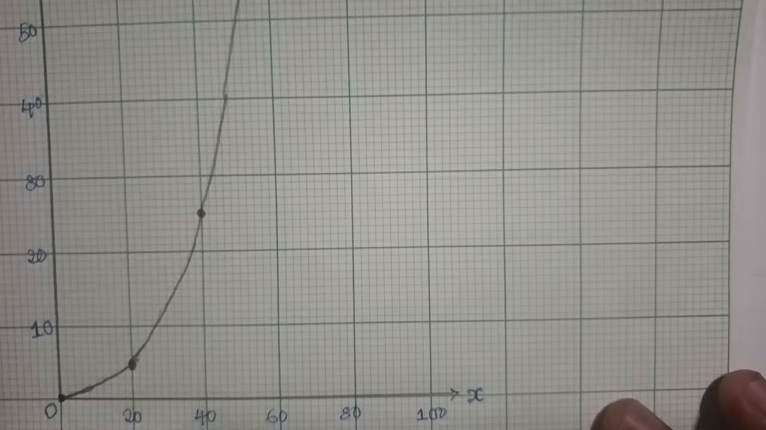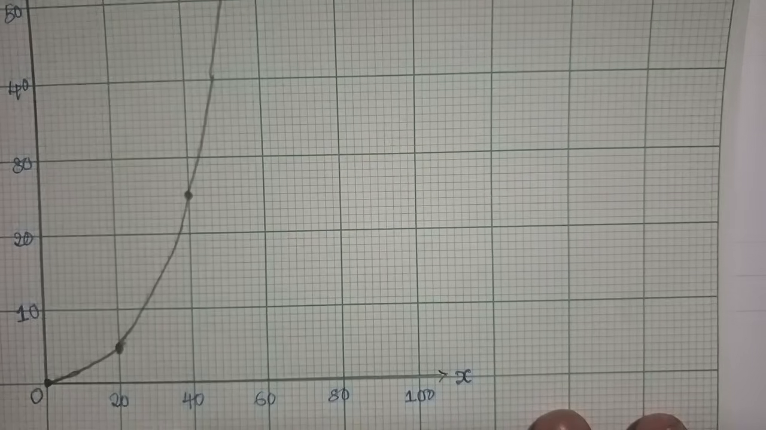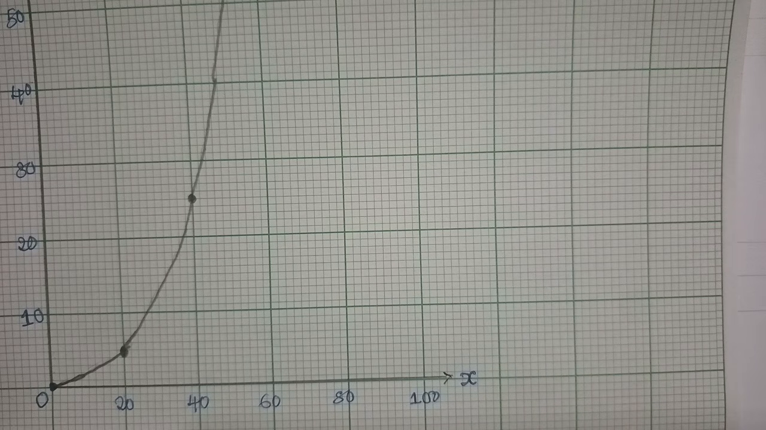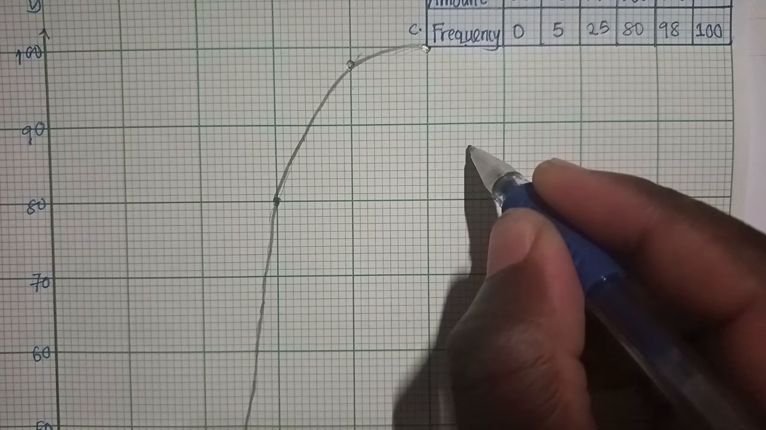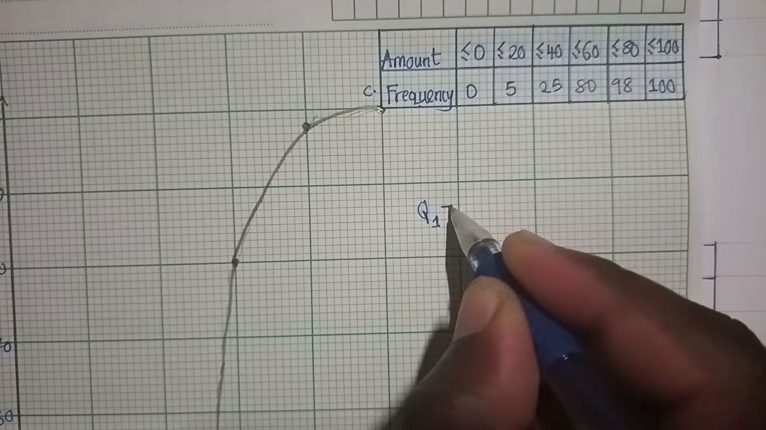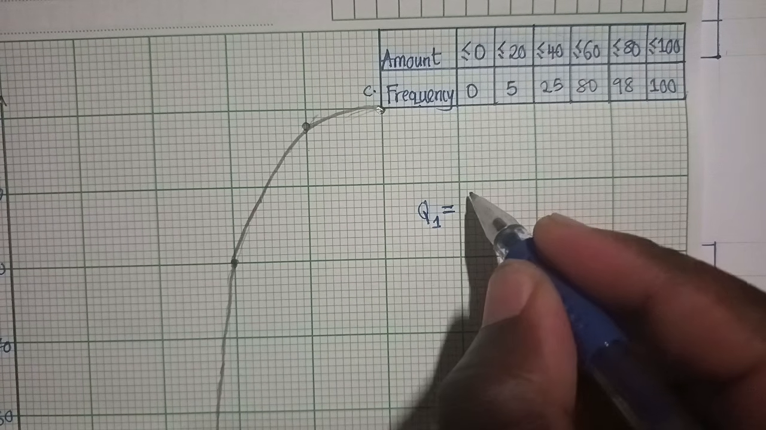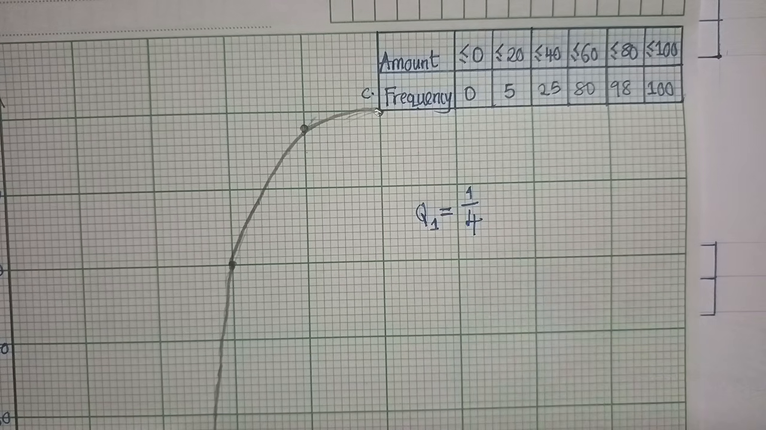So from here, we are now going to answer the last question. Since we've graphed, and the last question here, they are saying, showing your method clearly, use your graph to estimate the semi-interquartile range. Semi-interquartile range. So for you to know your semi-interquartile range, you need first to find quartile 1. So quartile 1 to be found. Quartiles means the quarters. So quartile 1, it's a first. So that is 1 over 4.